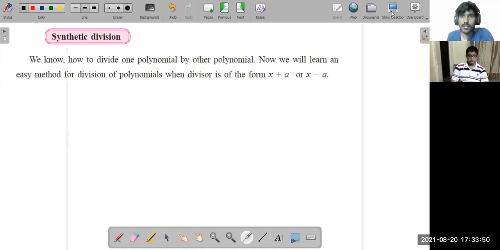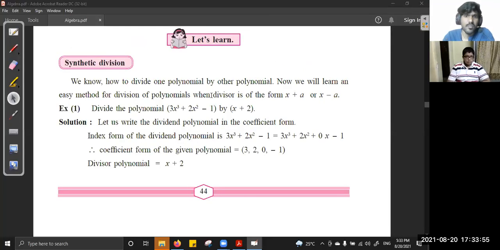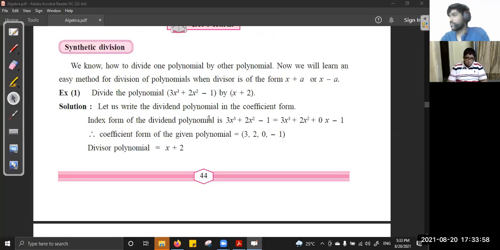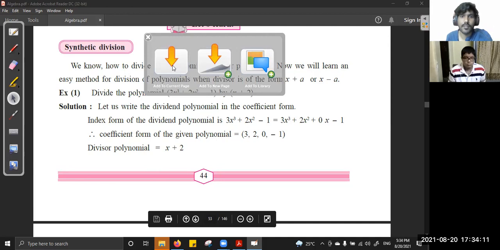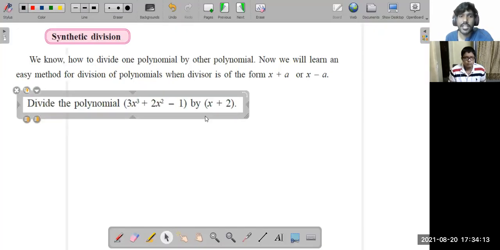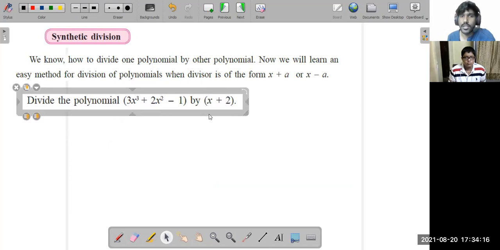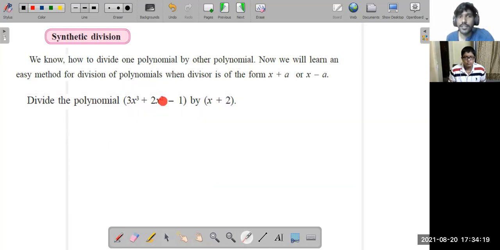So let's see. I'll show you one example. Divide the polynomial 3x cubed plus 2x squared minus 1 by x plus 2. This is your dividend and this is your divisor. Your divisor is of the form x plus a. It can be x plus a or x minus a.